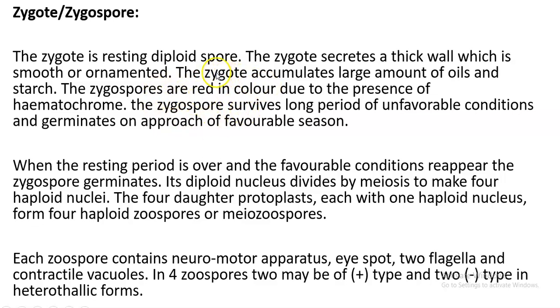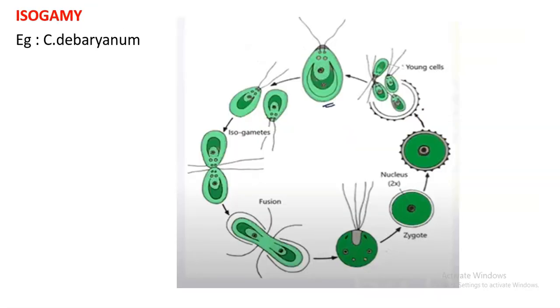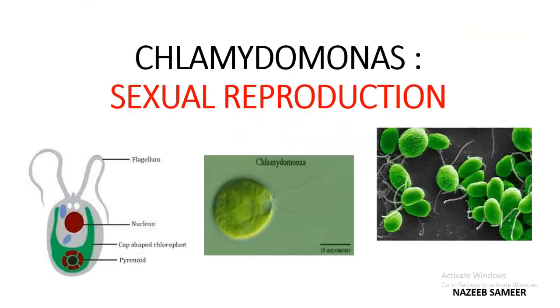And one point that I missed is that the zygote accumulates a large amount of oils and starch in its body, and because of that the zygospores are red in color, because in these oils and other depositions there is the presence of a pigment called hematochrome. Because of that the zygospores are red in color. So after the resting period it will be germinating and releasing different types of thalli. So this is all about the reproductive phase or modes of reproduction in Chlamydomonas species. So this is all about Chlamydomonas.